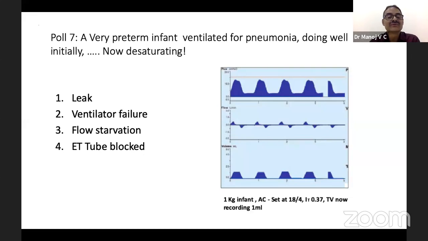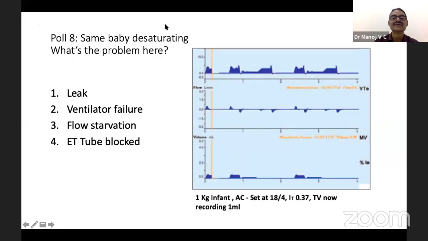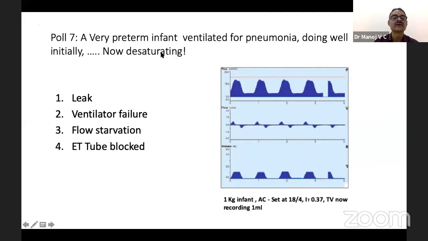Okay, great. 50% have got it right. So this is a scenario. What is actually happening here?